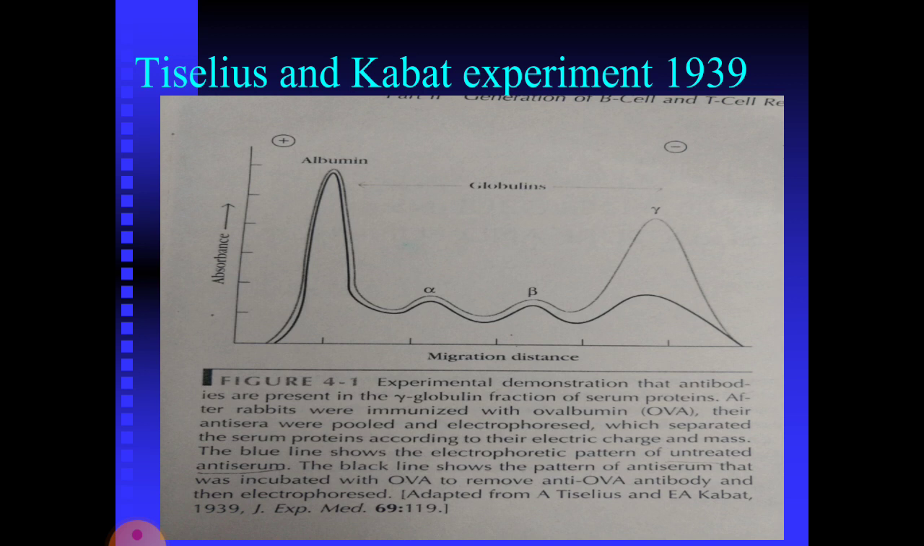Here in the picture we can see the two graphs produced of the two aliquots. The first graph contains 4 peaks of albumin, alpha, beta and gamma globulin, and the second graph represents the second aliquot which was treated with the antigen, where we can see a significant drop in the graph of gamma globulins.